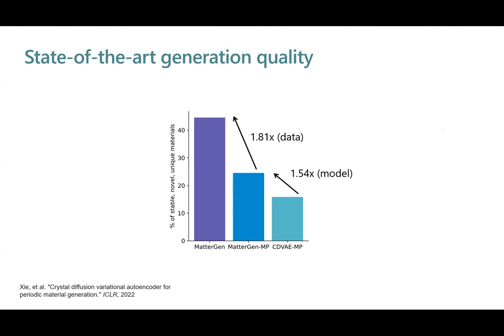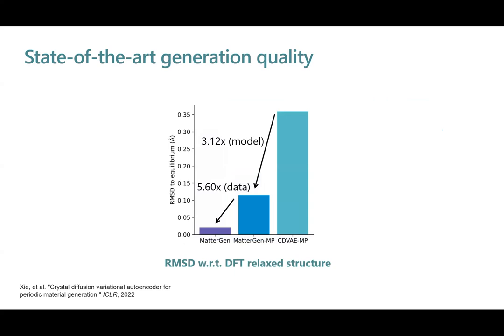And another key metric is how far away the generative structures are from a DFT relaxed structure, basically equilibrium structure. And so again, we see a 3 times decrease in the MSD from the model, and another 5.6 times decrease from the data. And at the end, the MSD is actually very small, 0.004, which is much smaller than the size of the atom. So, which is quite good here.